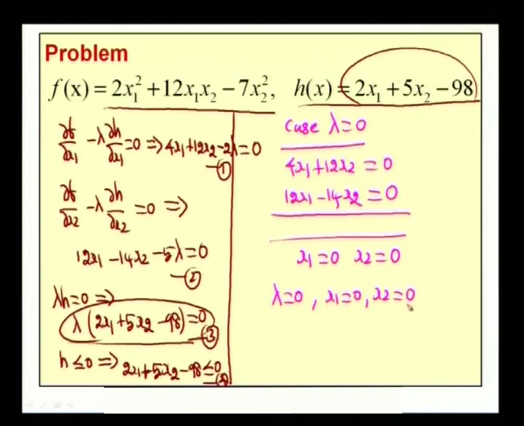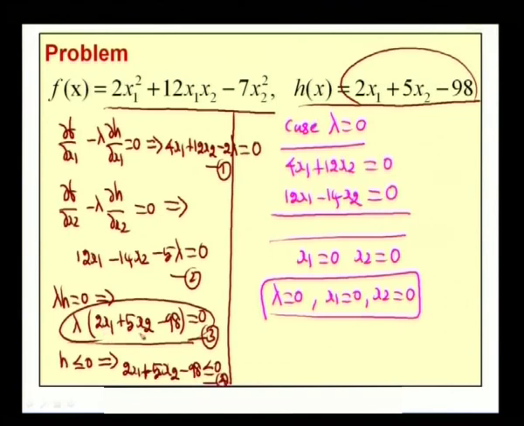With this value of x1 and x2, equation 4 is satisfied. If we put x1 equal to 0 and x2 equal to 0, this becomes minus 98 less than 0. Therefore, this is one of the possible solutions of the given nonlinear programming problem. Next, we will consider the other case. From equation 3, we have either lambda equal to 0 or this equation is 0. For lambda equal to 0, we obtained x1 is 0, x2 is 0. Now, take the other case.